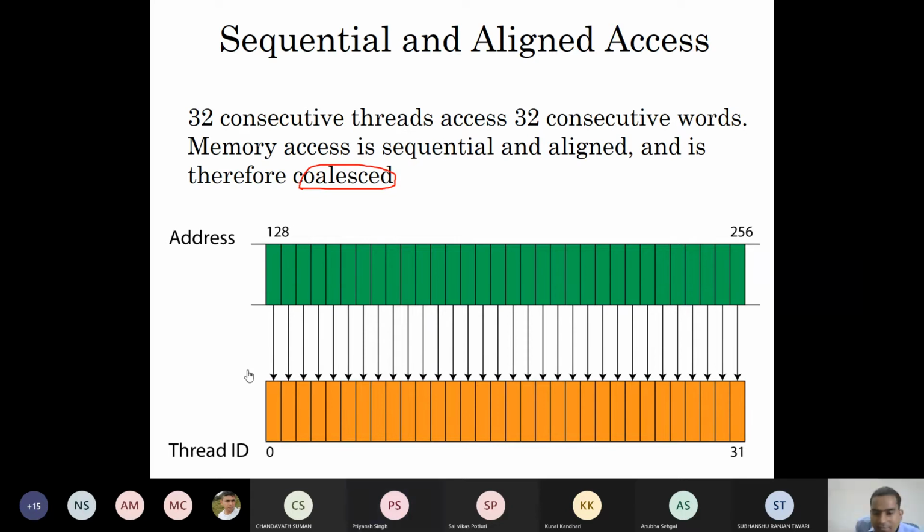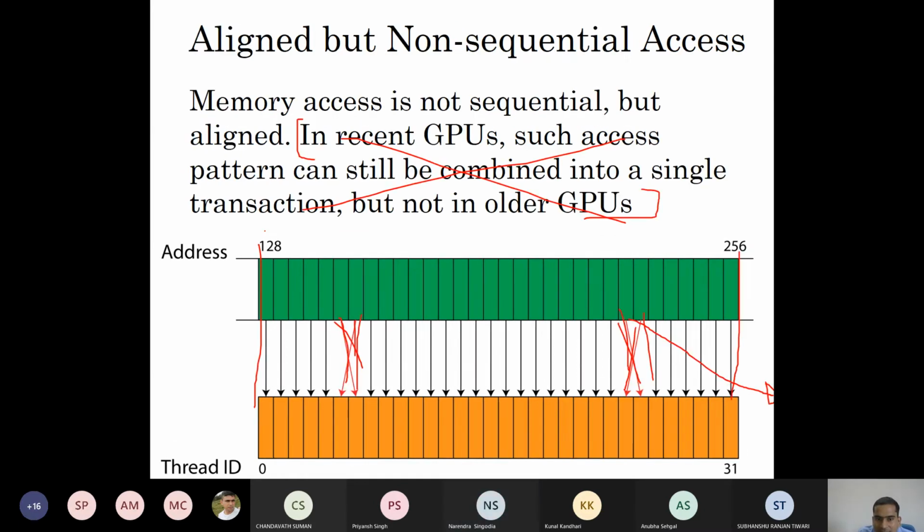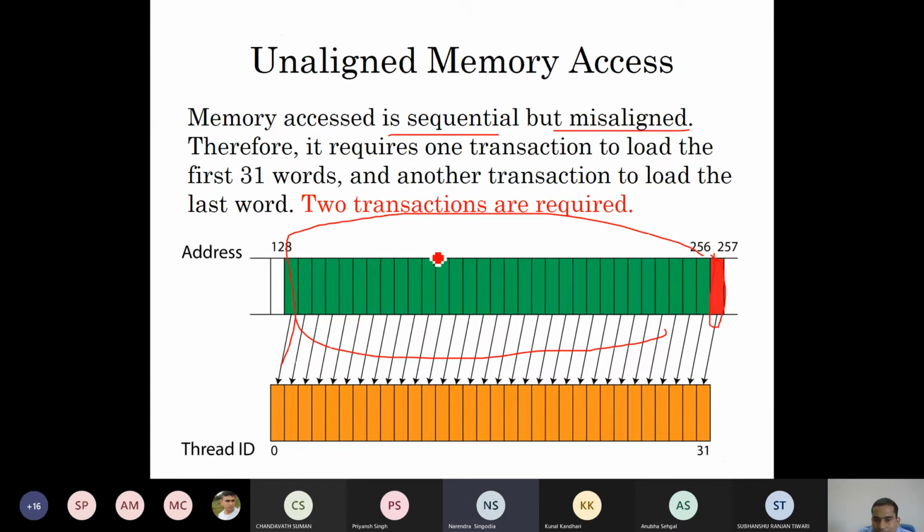Okay, sir. Is it fine? Yes, sir. Any other question? Yes, sir, in unaligned access. Next slide, sir. Yes, so this is aligned, this is not aligned. So thread 0 has to be... How do we decide that 128 is the alignment? It should be a multiple of 2 or 4, a power of two.